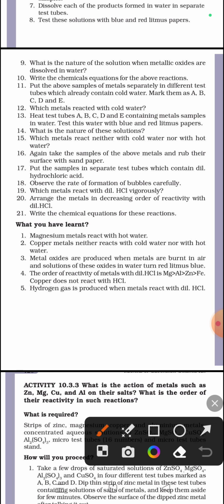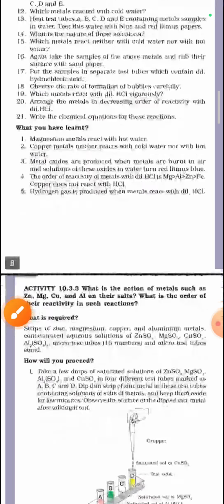Magnesium metal reacts with hot water. Copper metal neither reacts with cold nor with hot water. Metal oxides are produced when metals are burnt in air, and a solution of these oxides in water turns red litmus blue. The order of reactivity of metals with dilute HCl is Mg, Al, Zn, Fe. Hydrogen gas is produced when metals react with dilute HCl.